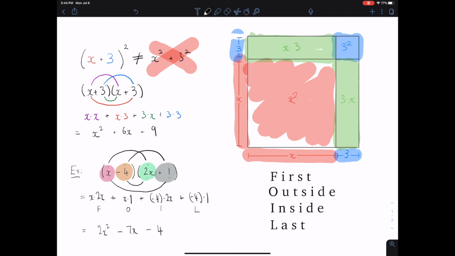If you'd like to see some more examples of the FOIL method in action and explore together why it always gives us the correct answer, click to watch my next video.